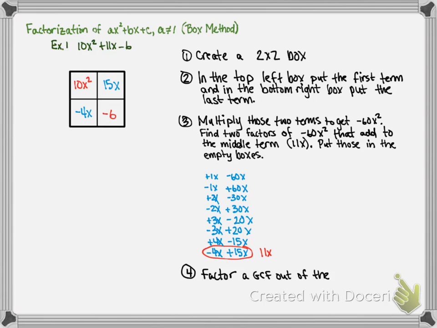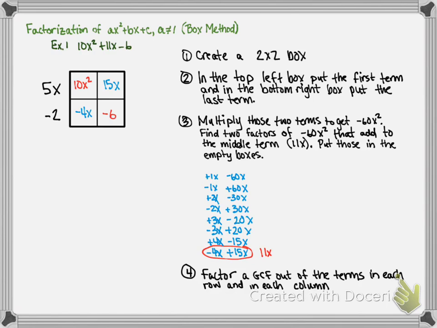Okay, step 4. Factor a GCF, greatest common factor, out of the terms in each row and in each column. So if I look in the first row, what's the greatest common factor? Okay, 10 and 15, I can write 5. Both terms include an x, so I write x, and the x gets the lowest exponent, which is an invisible one. So our GCF is 5x in the first row.